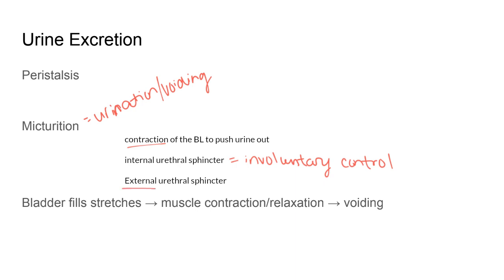The external urethral sphincter, this one is going to be skeletal muscle, so it will be voluntary control. And this is the sphincter muscle that controls the actual opening to the outside. This is why you can hold your urine, right? Because you have that skeletal muscle opening all the way to the outside. So when the bladder fills and stretches, that's going to send a signal to the spinal cord, in particular to the sacral region of the spinal cord.